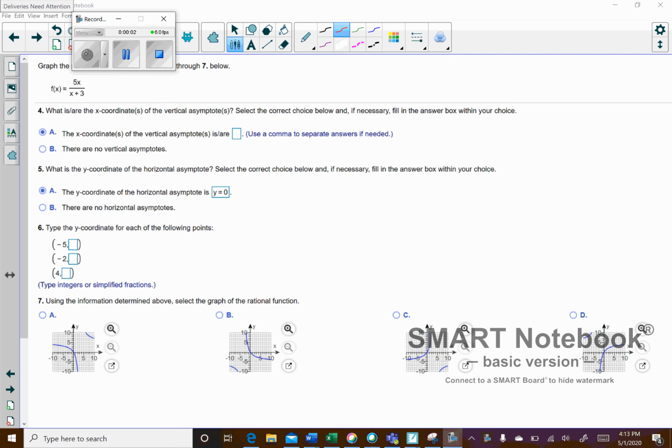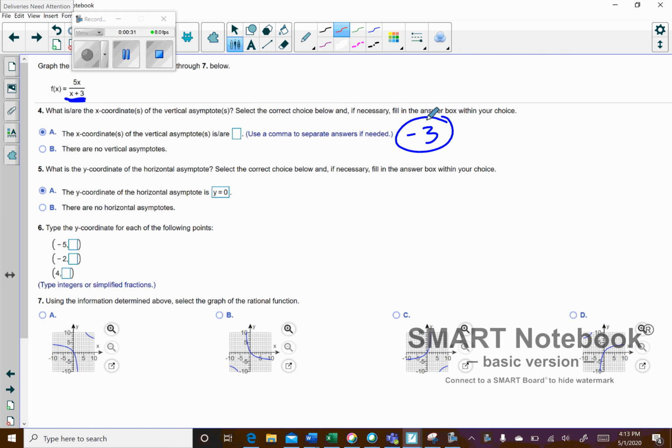Okay, so looking at this one, the first part they're asking is what are the x-coordinates of the vertical asymptote? And so what we're basically trying to figure out for the vertical asymptotes are the restricted values. So basically, you can't divide by zero. So you just look at the denominator and ask yourself what value of x would cause that to be zero, and that would be -3. So your answer is -3.